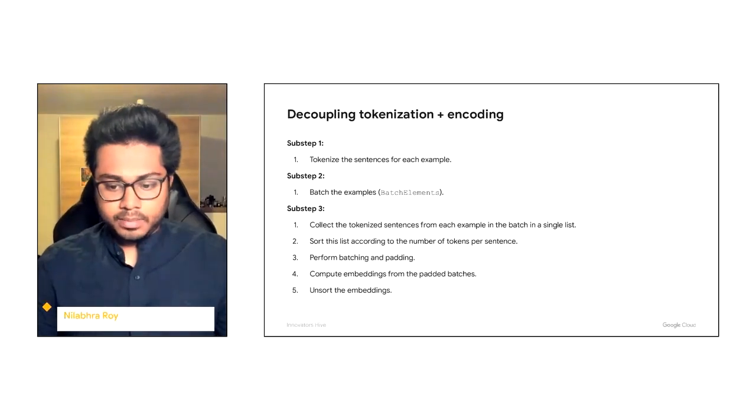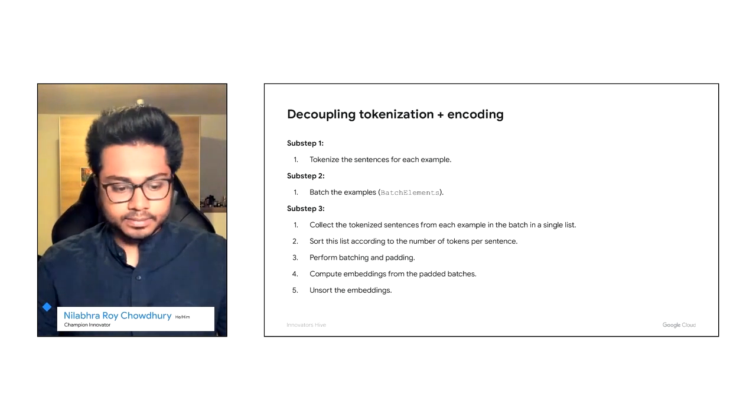So we essentially break down the step of tokenization and encoding, which was a single step in the previous Beam pipeline, into these three different steps. We first tokenize using a ParDo step followed by batching. And in the last step, we perform sorting, batching plus padding, and in the end, encoding. Substep 2 is important because it creates a batch of sequences which are then sorted and batched again before encoding.